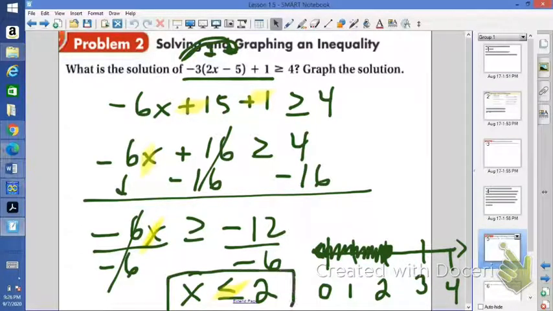So here's my solution, written as an inequality, and that's how it's represented by graphing.